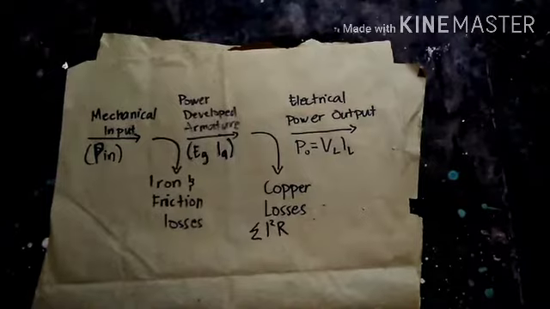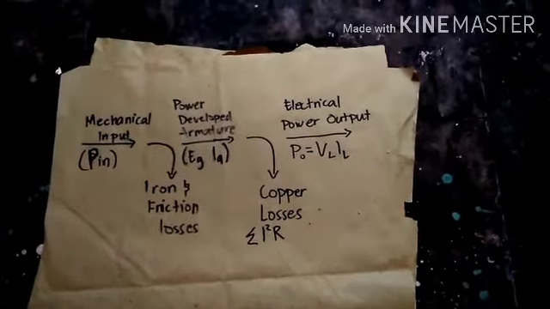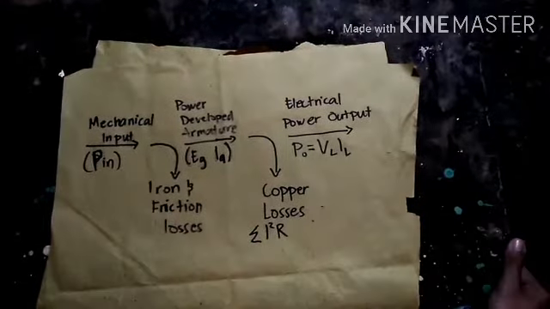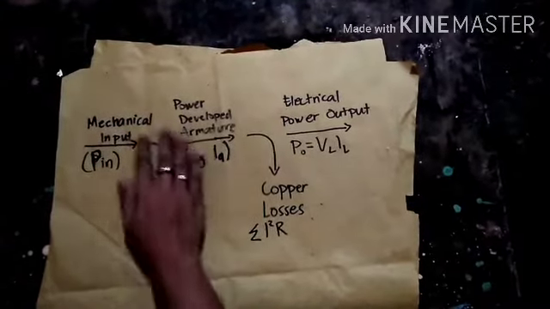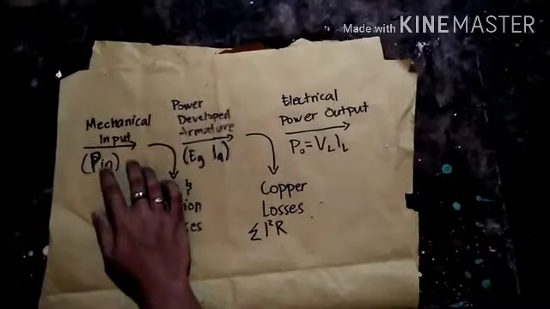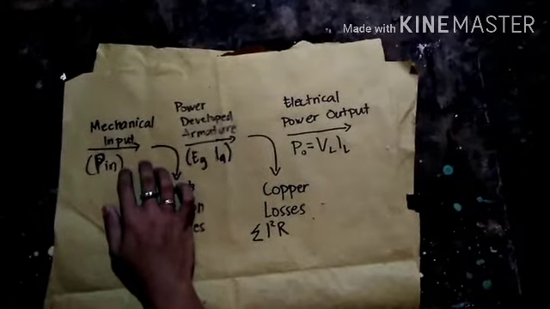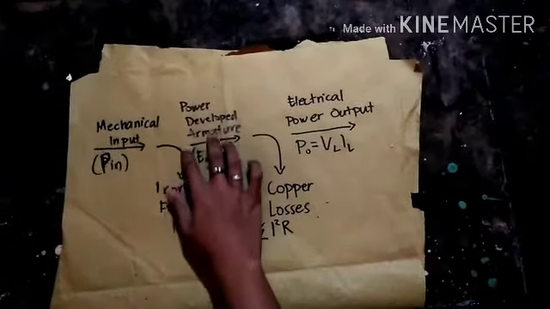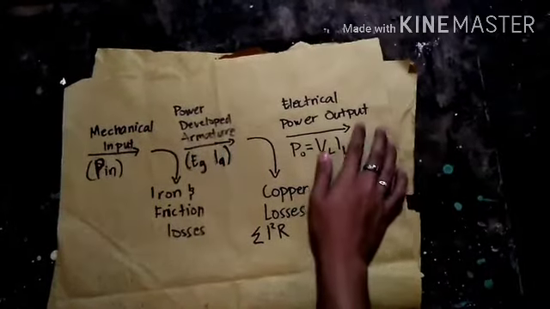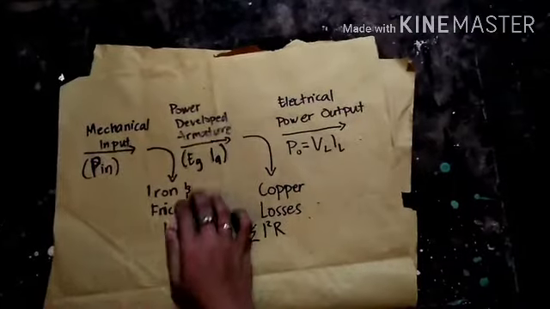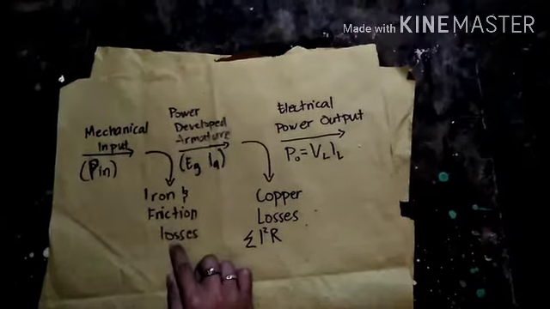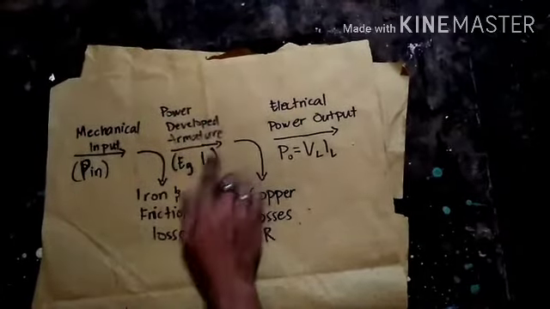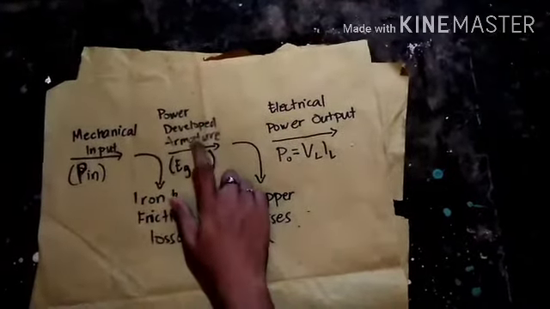Part 1, number 1. Draw the power flow of the DC generator. This is the power flow of a DC generator. First is the mechanical input, which is the power in, the output of the driving engine. Next, while going to electrical power output, there's an iron and friction loss. Then, power developed in the armature, which is Eg times Ia.